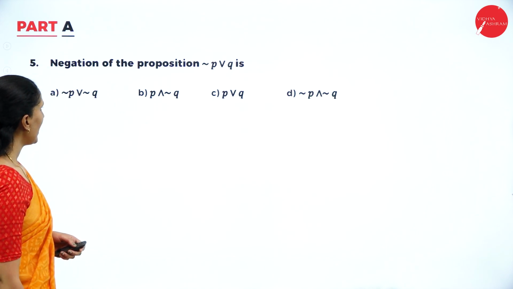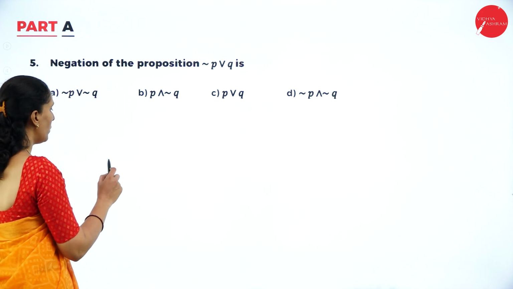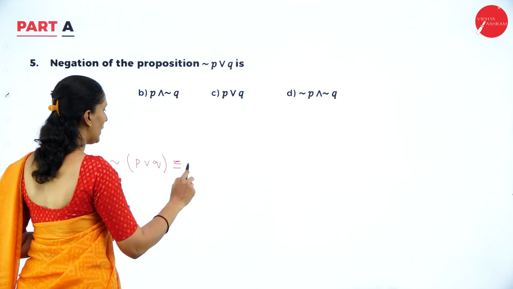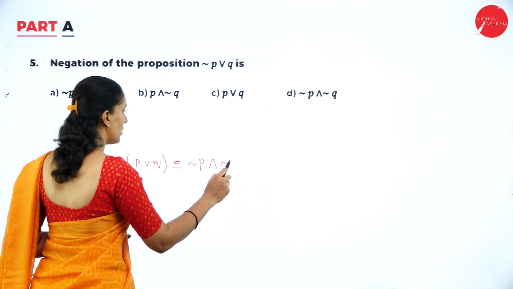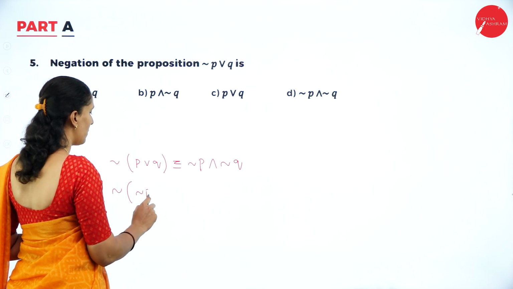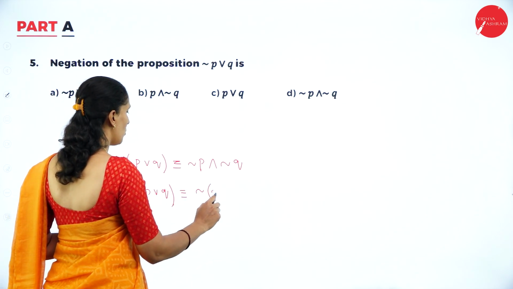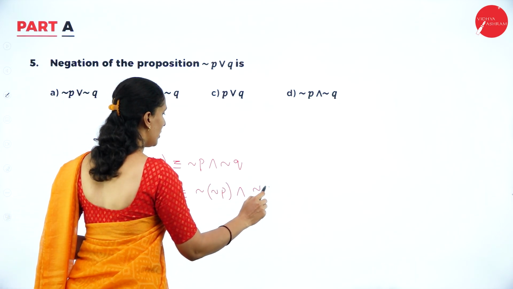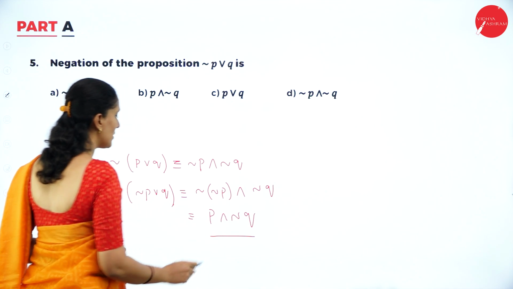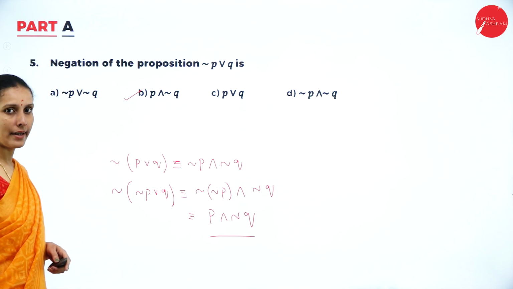Next, negation of the proposition, negation P disjunction Q is. So, we know that negation of P disjunction Q is equivalent to negation P conjunction negation Q. So, using this property, if I negate the given statement here, then it is negation of negation P and negation Q. So, that is equal to P negation Q. So, let's see the options here. So, we have option B as the correct answer.